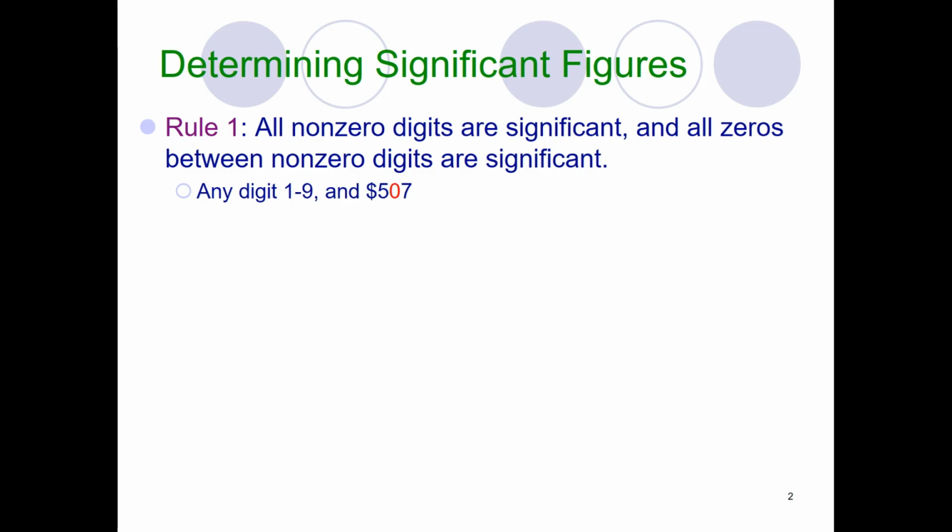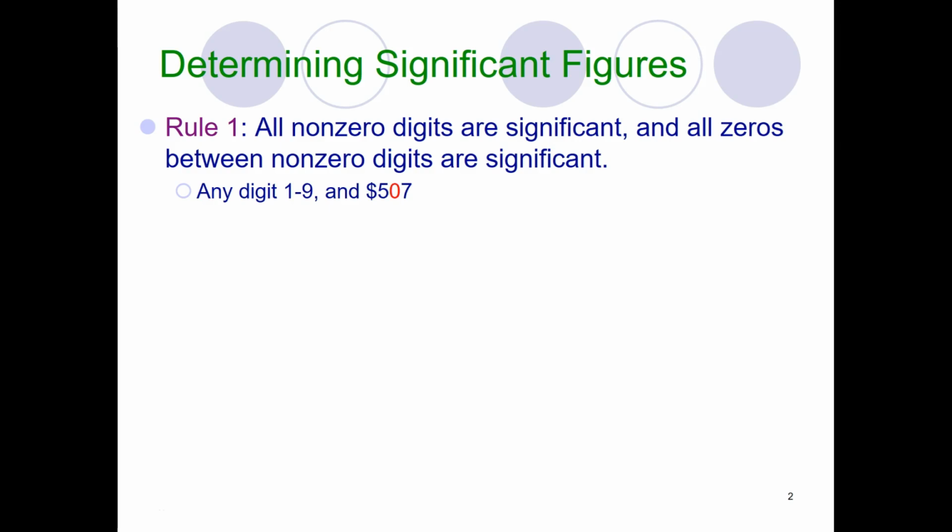So looking back at this, all non-zero digits, that means numbers 1 through 9. Any number that is not a 0 is automatically significant. 1, 2, 3, 4, 5, 6, 7, 8, 9. Significant. No ifs, ands, or buts. It is automatically significant. Zeros are the only ones that give us trouble. So in this rule, any 0 between non-zero digits is automatically significant.